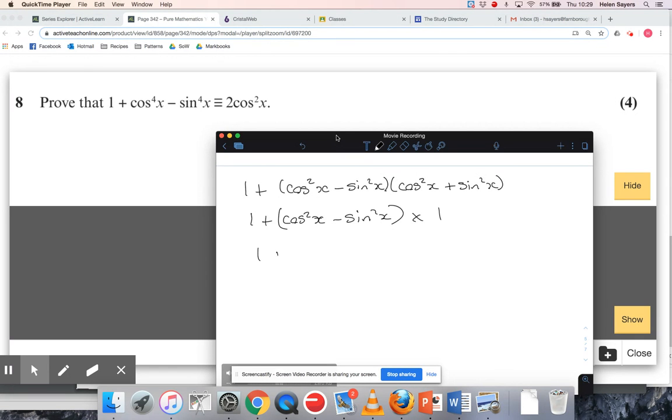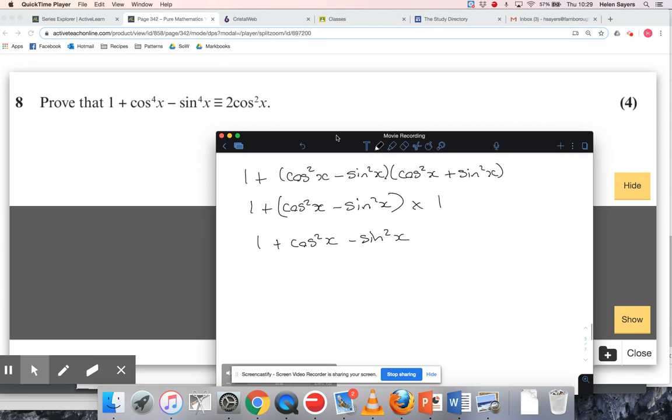So that becomes 1 plus cos squared minus sine squared. And then 1 minus sine squared is cos squared, and you're there. I'm just rattling through that one quite quickly because I suspect that might be something you wouldn't necessarily spot to do. But if you did, that's awesome, and you can finish it off that way.